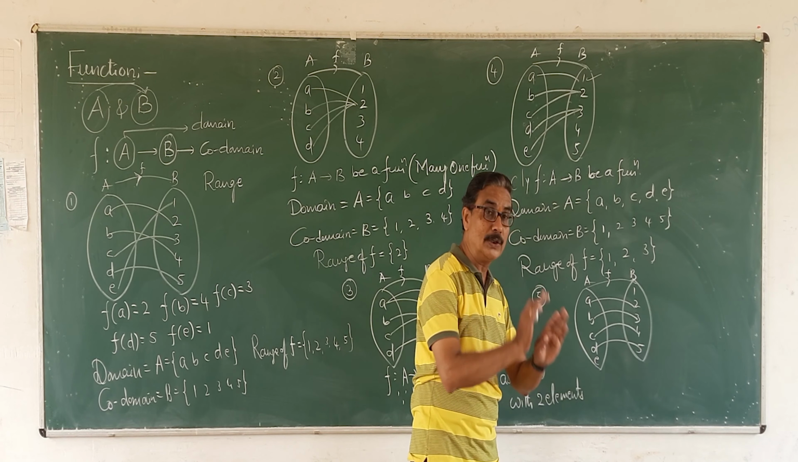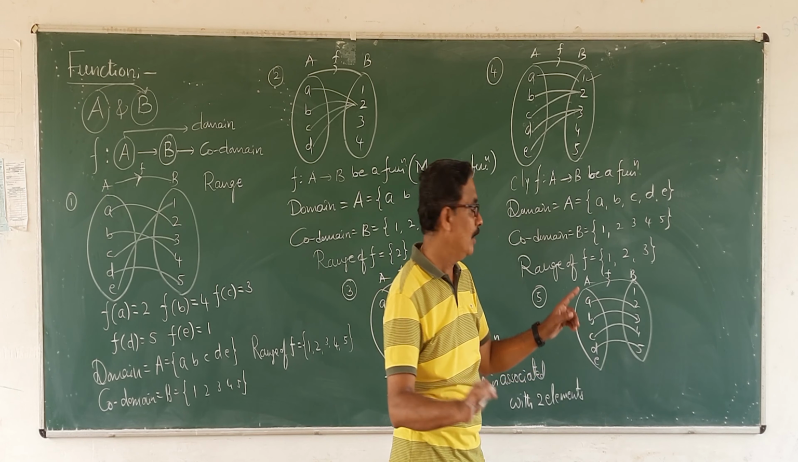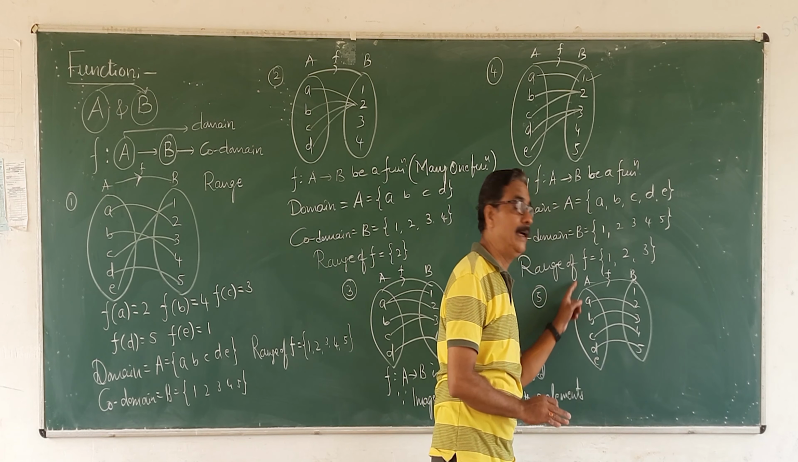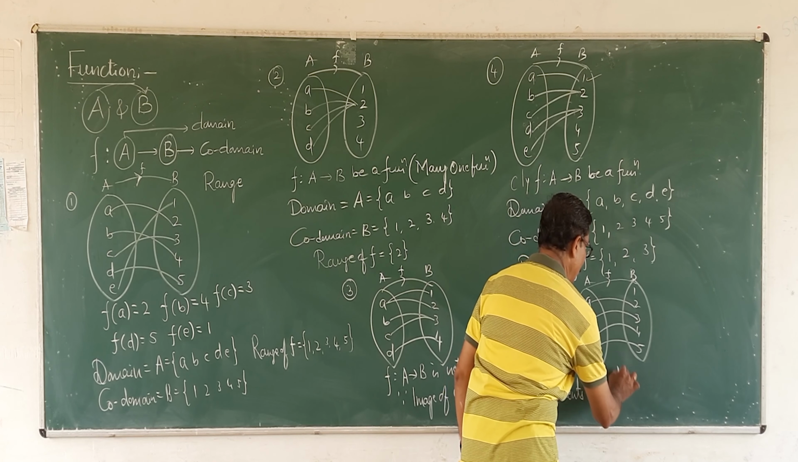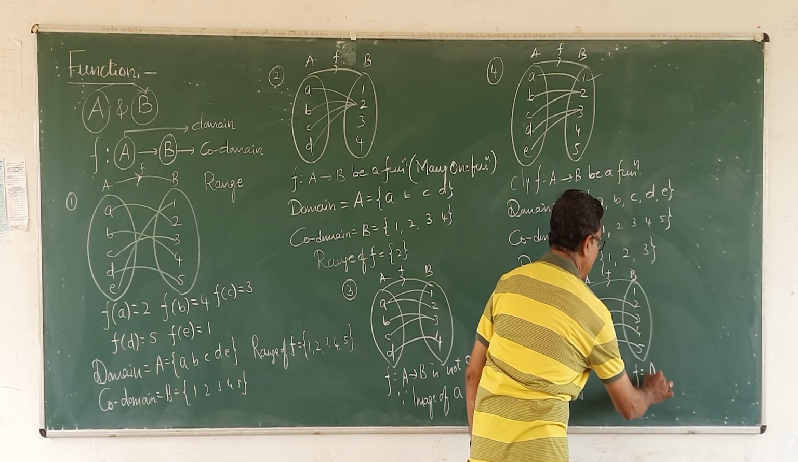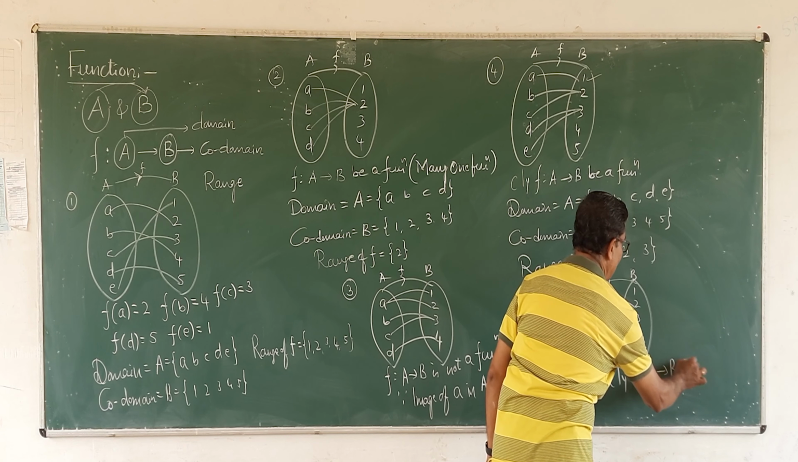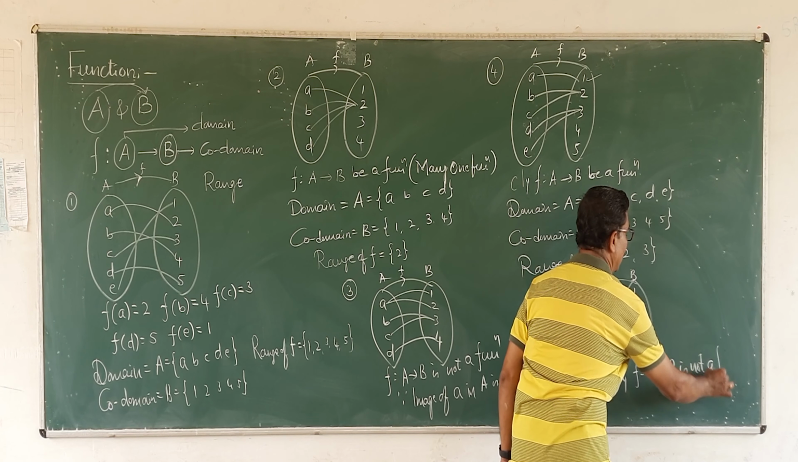In set A, no element should be left out. All the distinct elements of set A must be associated with a unique element in the set B, but for E there is no image, so it is not a function.